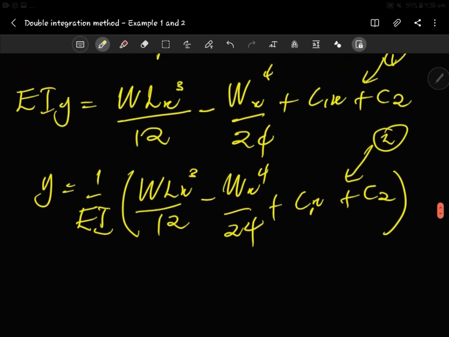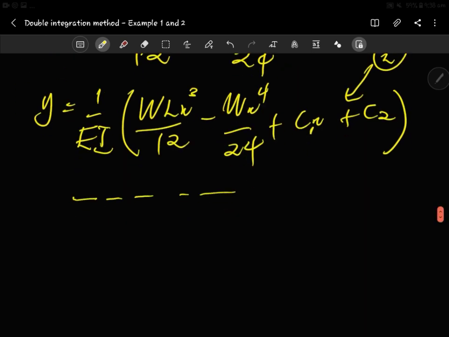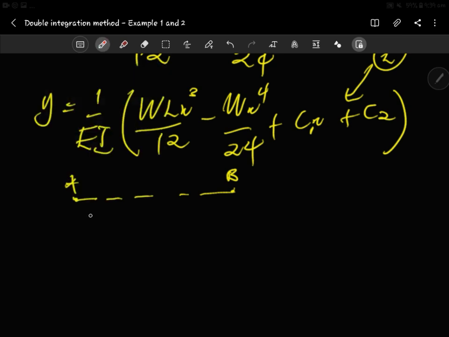Yes. So let's see what we do. Now our aim is to find the constants, but for that we have to take boundary conditions. There are two sets of boundary conditions. We have point A and point B. Let me use a different color, and then it's reflected.